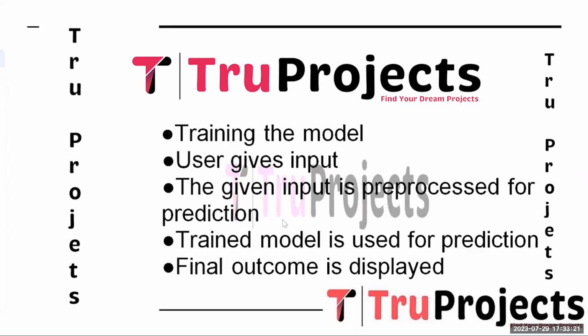And the next step is the given input is pre-processed for prediction. The user provided input is pre-processed similarly to the training data, ensuring it is in the right format and condition for the model to process. And the next step is the trained model is used for the prediction. Each trained machine learning model is used to predict the student academic performance category based on the pre-processed input. And the last one is the final outcome is displayed. The predictions from all the models, including the voting classifier, are collected and the final outcome is displayed on the Flask web application. The user is informed about the predicted academic performance category, providing valuable insight for academic planning and support.